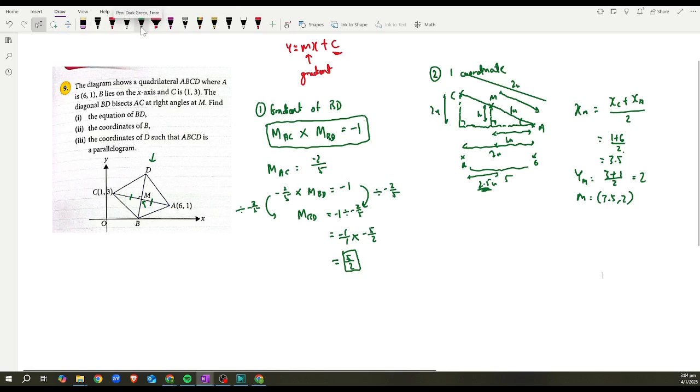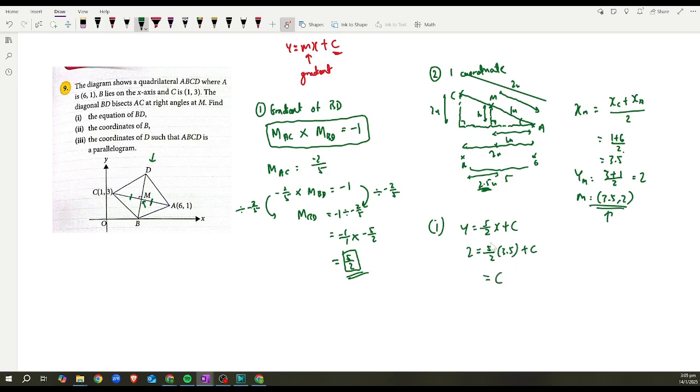Okay, so now back to the question. We have a gradient and a single coordinate on the line. So to find the equation of BD, we can start with y equals the gradient, 5 over 2, x plus c. Now we need to solve for c. We have a set of coordinates here, we can just substitute that in. We know that x should be 3.5, and the equation should tell us that y is 2, because that point lies on the line. So the equation should be able to solve for that.